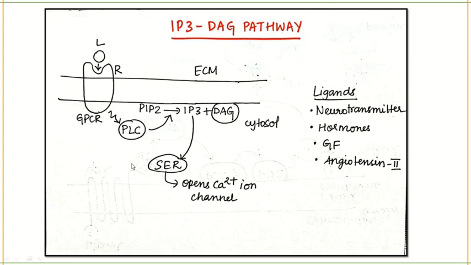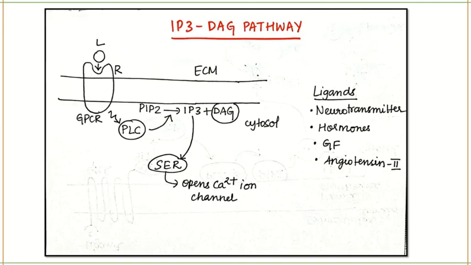This is the simplified diagram of the IP3 DAG pathway, a very overview type. So you have a ligand that binds to your receptor, a G protein coupled receptor. This G protein coupled receptor will have G proteins. The activated G protein will activate an enzyme called phospholipase C. Phospholipase C is an enzyme that will be activated by the G protein.